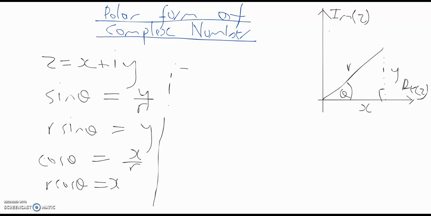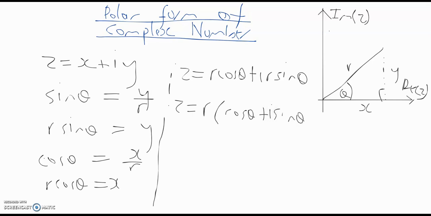This means that technically I can rewrite the complex number. So z becomes, in the place of x, r cos theta, and in the place of y, r sine theta. Notice that r, the modulus, is common, so I can factor that out, which leaves me with cos theta plus i sine theta. And this is what we call the polar form of the complex number.